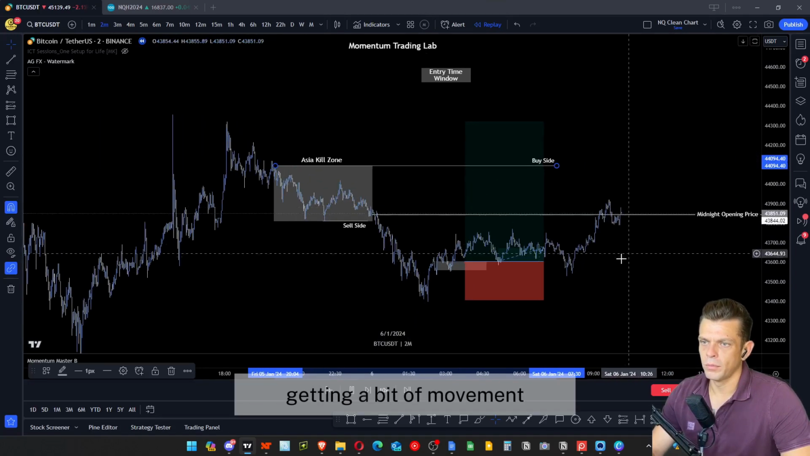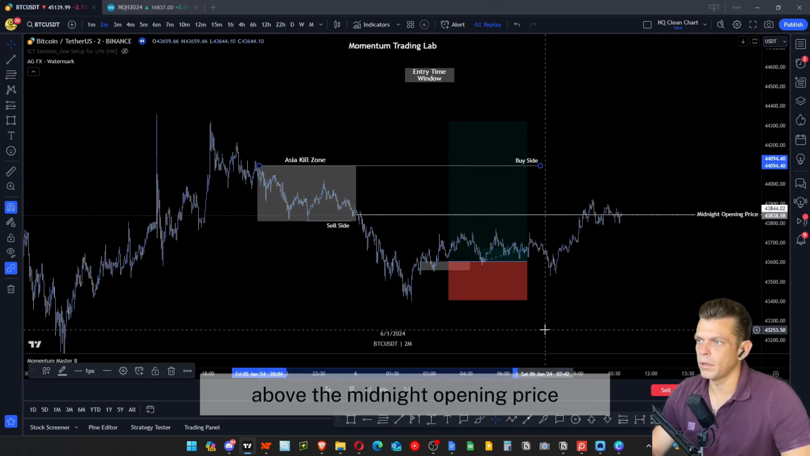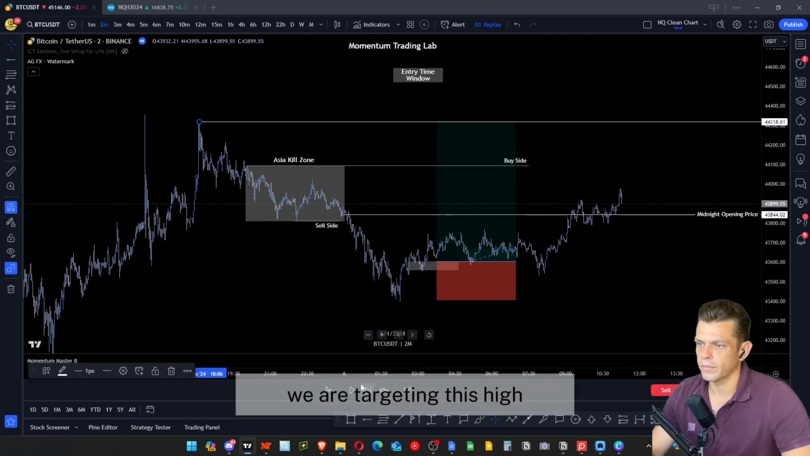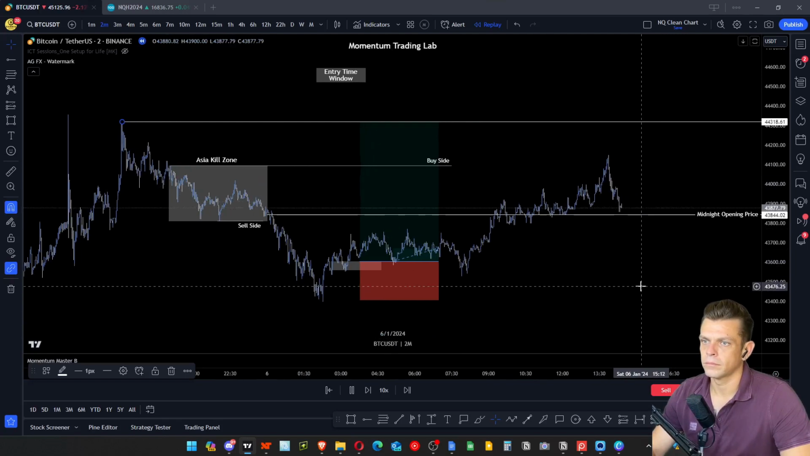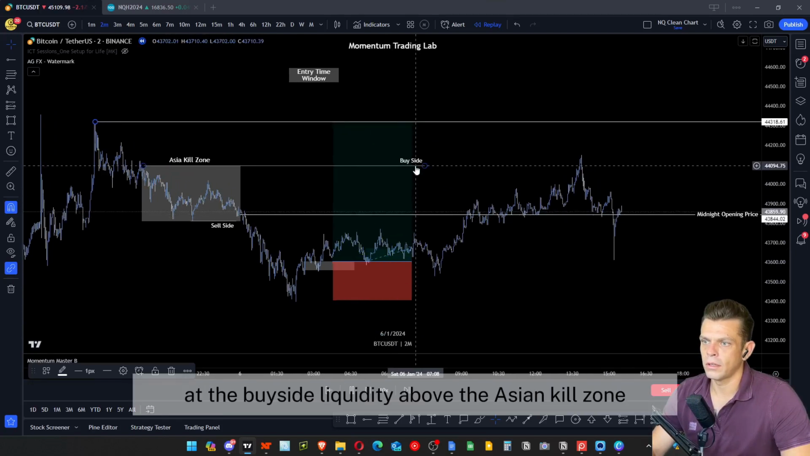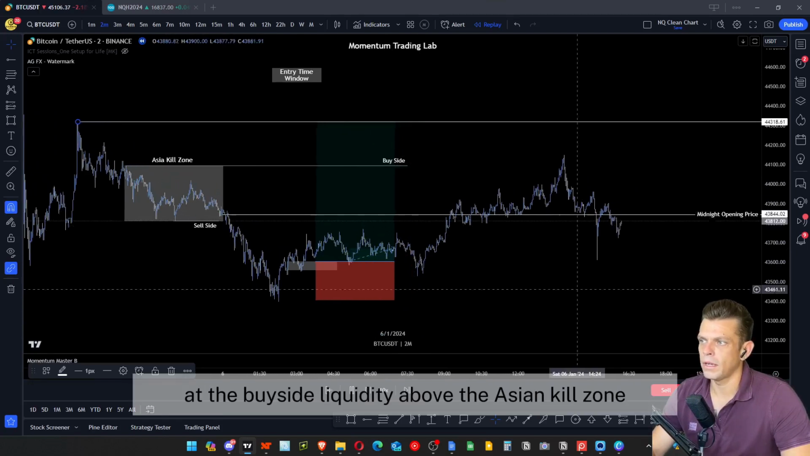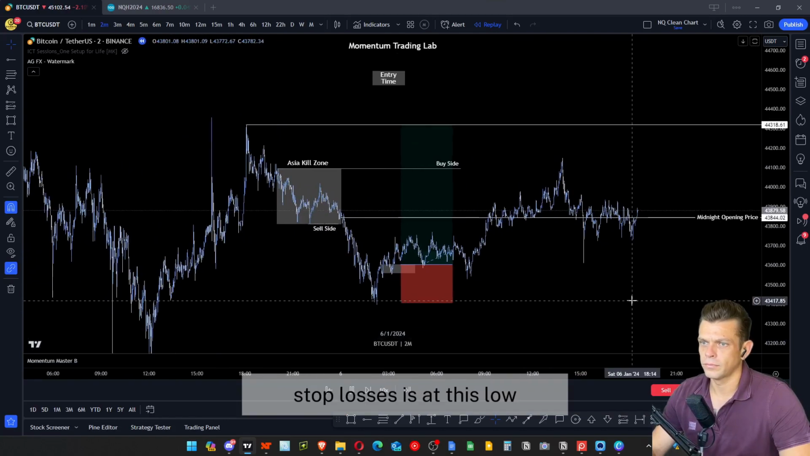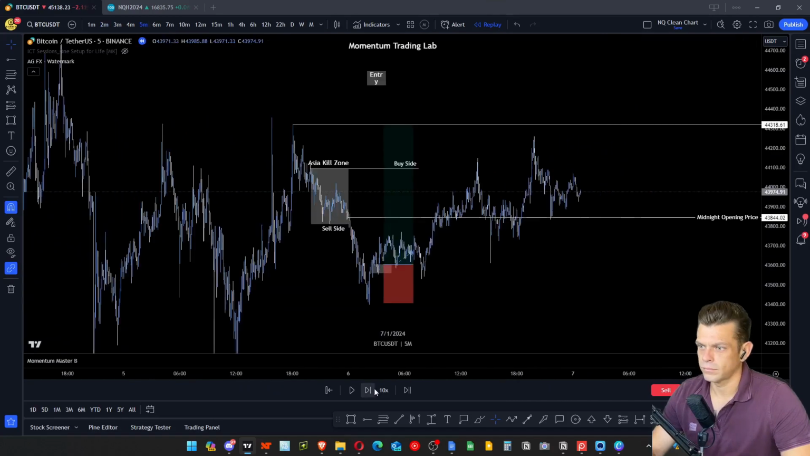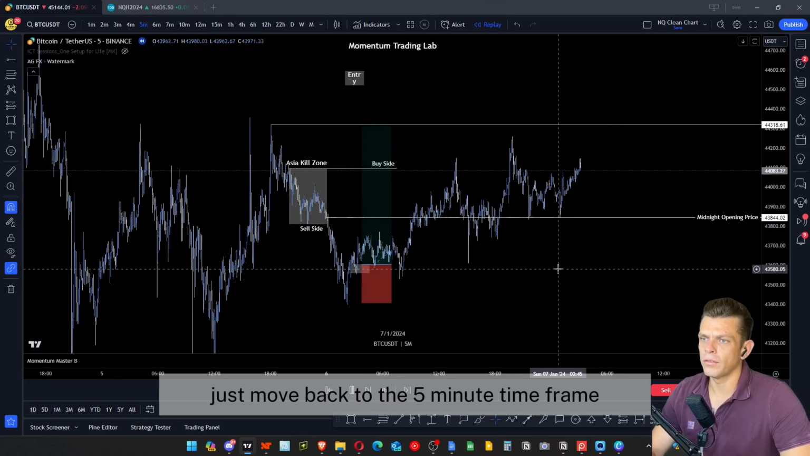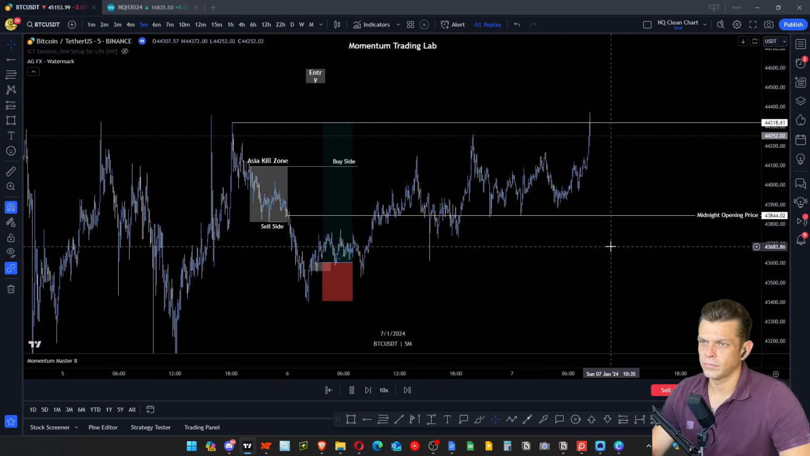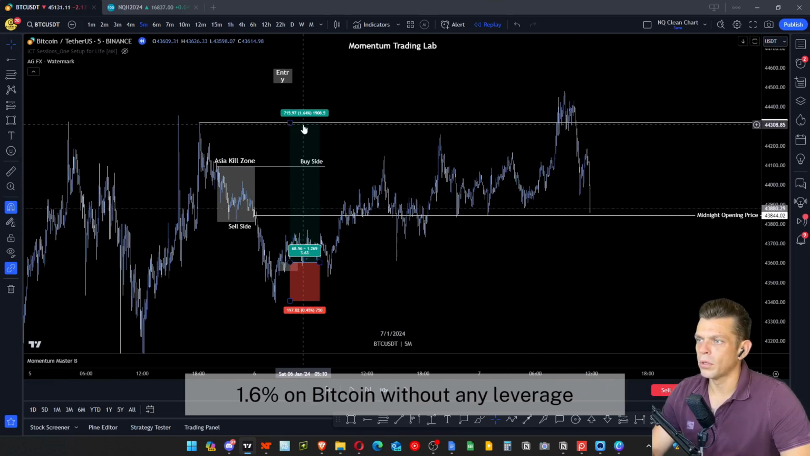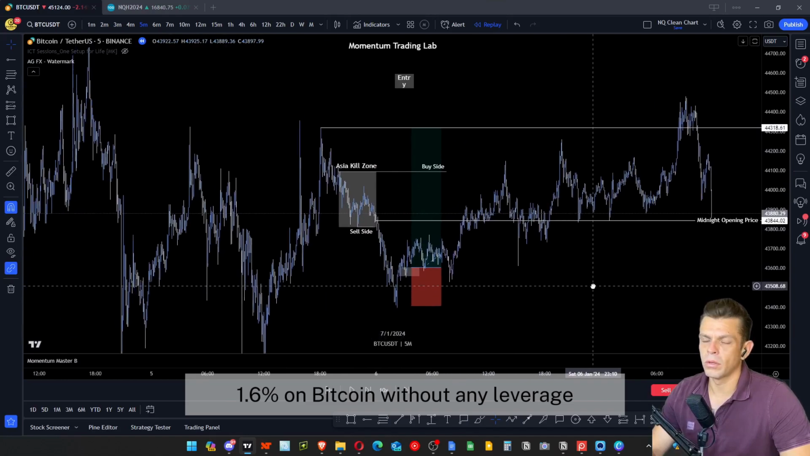Okay, getting a bit of movement above the midnight opening price. We are targeting this high. Okay, got your first target at the buy side liquidity above the Asian kill zone. Stop loss is at this low. Just move back to the 5-minute time frame. And there it is, your TP. And that would have been 1.6% on Bitcoin without any leverage.